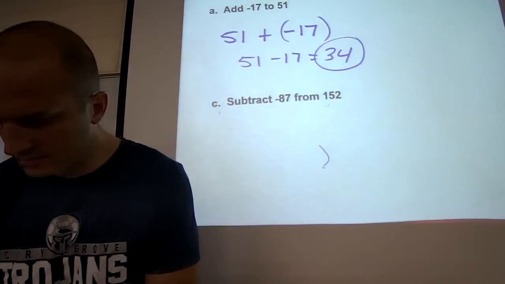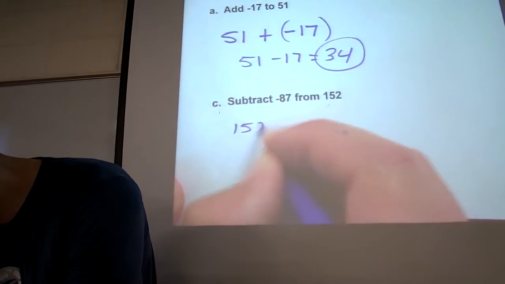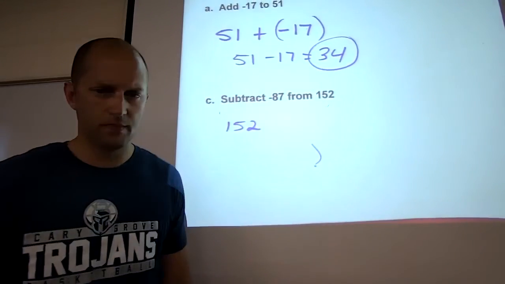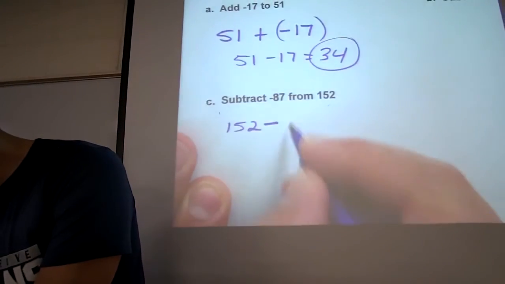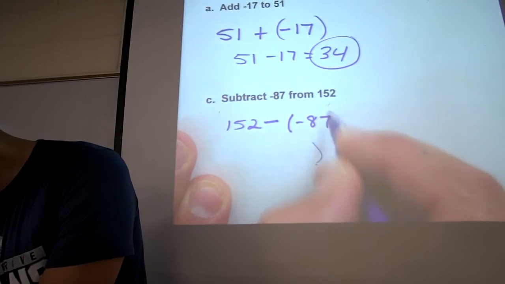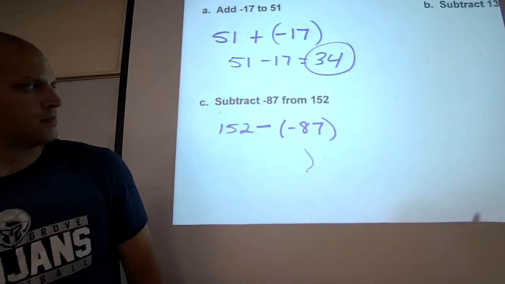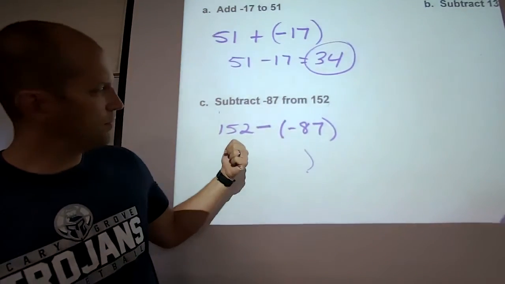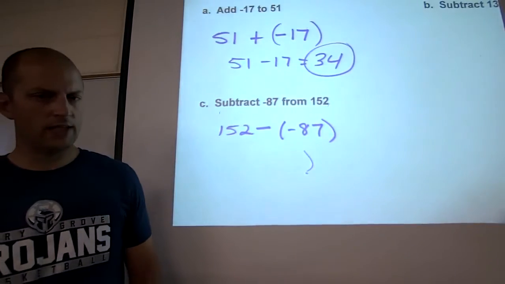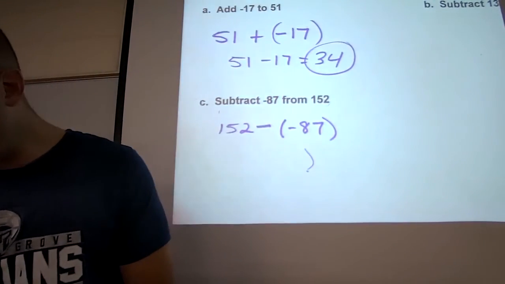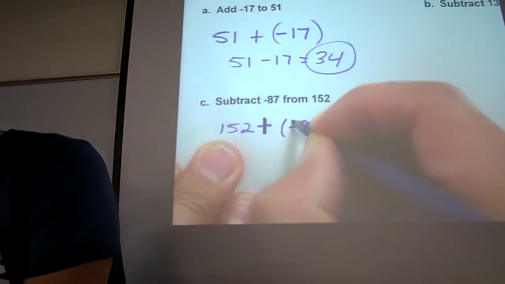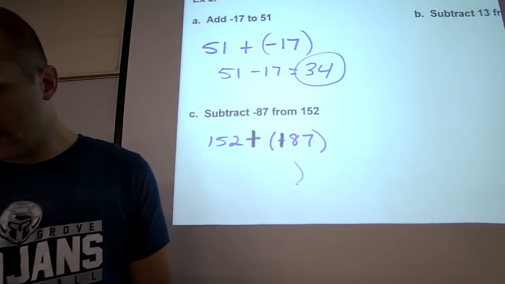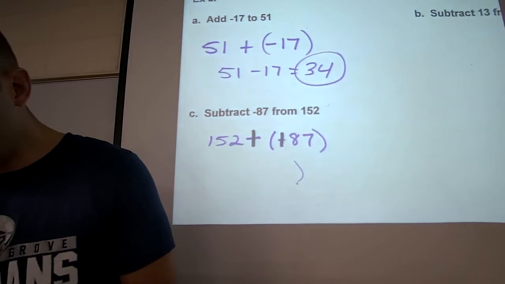Yeah, it's backwards. Exactly. It's 152. That's where I'm taking the negative 87 from. So I'm going to subtract that negative 87. So I'm subtracting negative 87 from 152. When I subtract a negative, Riley says that is a positive thing. So now I can just do 152 plus 87 in my calc.